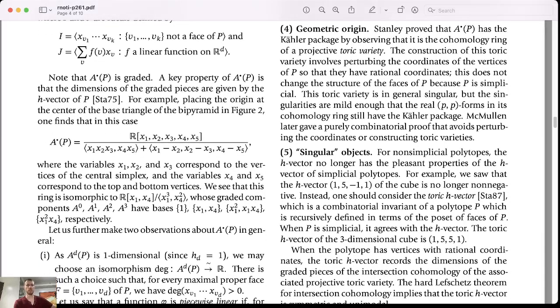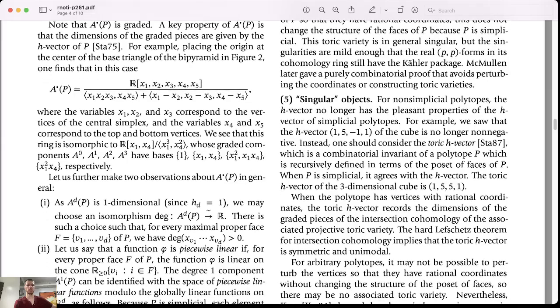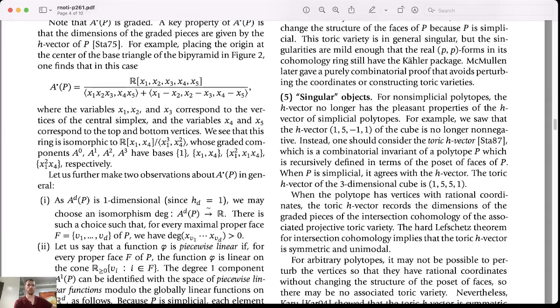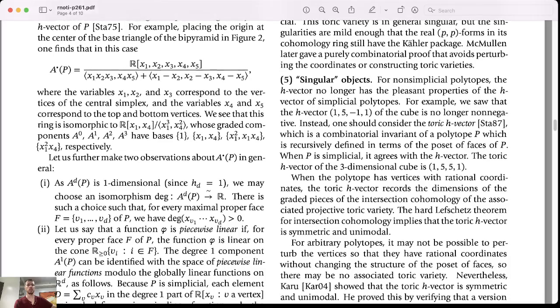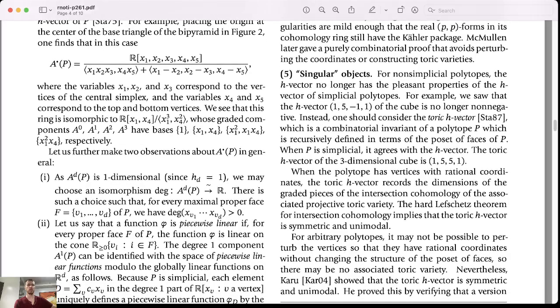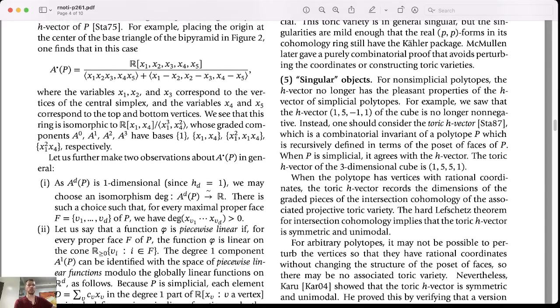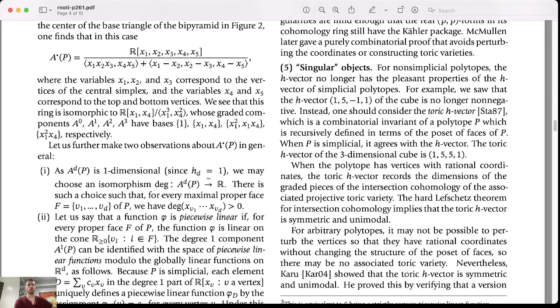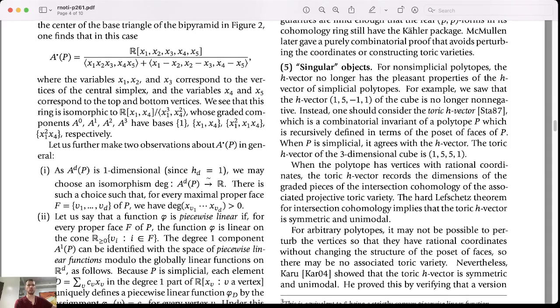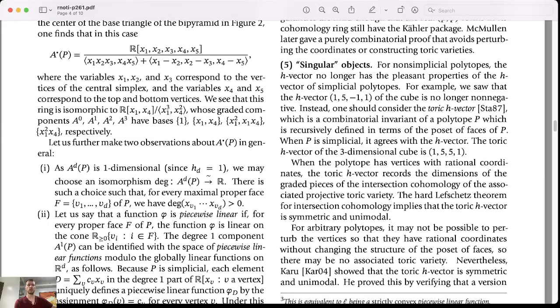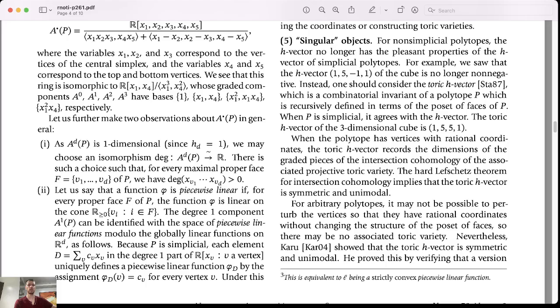A key property of A^•(P) is that the dimensions of the graded pieces are given by the h-vector of P. For example, placing the origin at the center of the base triangle of the bipyramid in figure 2, one finds that in this case A^•(P) equals ℝ[x1, …, x5] modulo the ideal generated by x1x2x3 and x4x5, plus the ideal generated by x1 − x2, x2 − x3, x4 − x5, where the variables x1, x2, and x3 correspond to the vertices of the central simplex, and the variables x4 and x5 correspond to the top and bottom vertices.